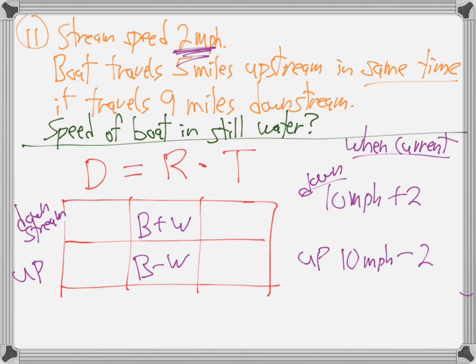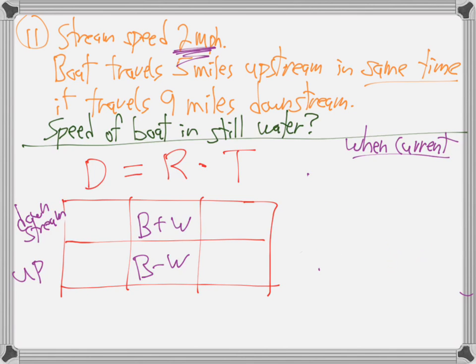So that's always your first step on a current problem, is go right to the two middle boxes and go boat plus water for down. There's not like two different boats here, two different cars or whatever. There's just downstream, upstream. So it's boat plus water. You add going downstream, subtract going upstream. Okay? And so that's your first step. So when you have a current problem, step number 1 is boat plus water when you're going down and boat minus water when you're going up.